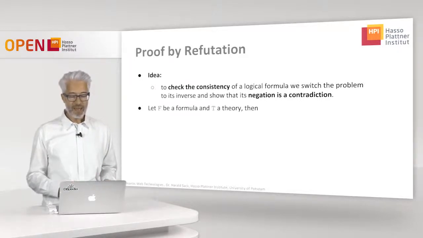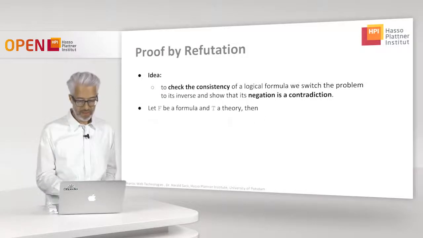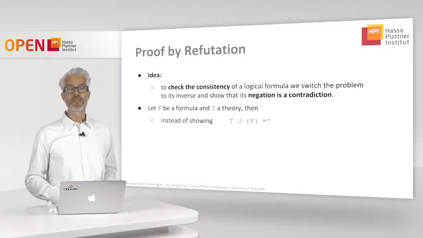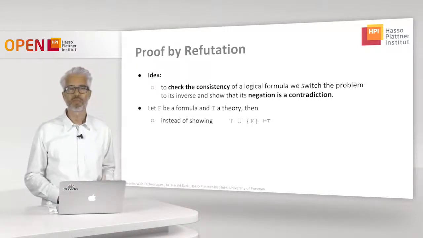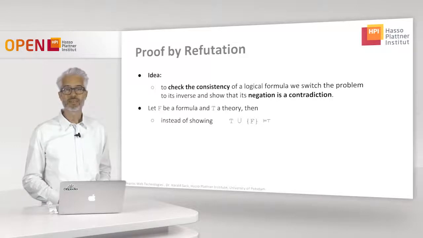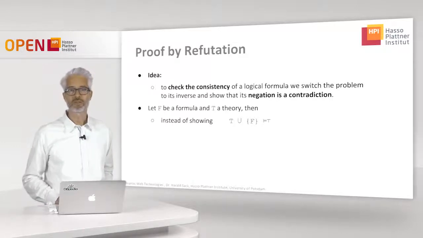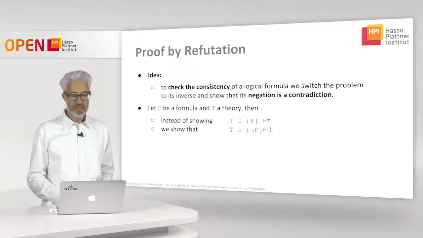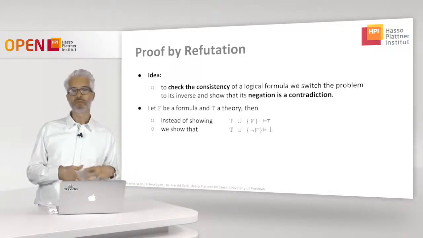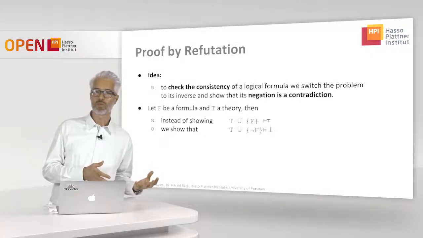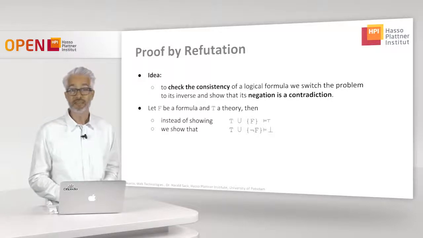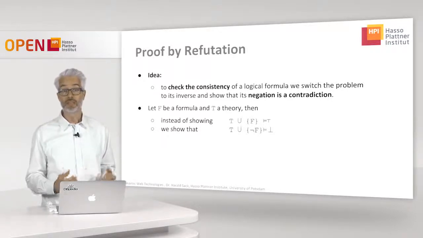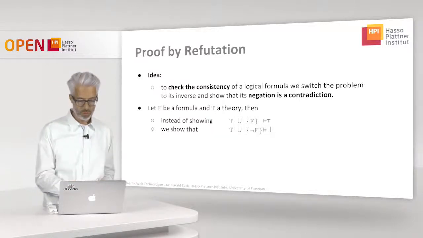So let F be a formula and T a theory. Then instead of showing that if we include the formula in the theory, we can entail that this computes to true, so this is a tautology, we simply show that if we combine the theory T with the inverse, the negation of our formula that we want to prove, this entails a contradiction, which in the end shows that this does not hold. So this is proof by refutation.